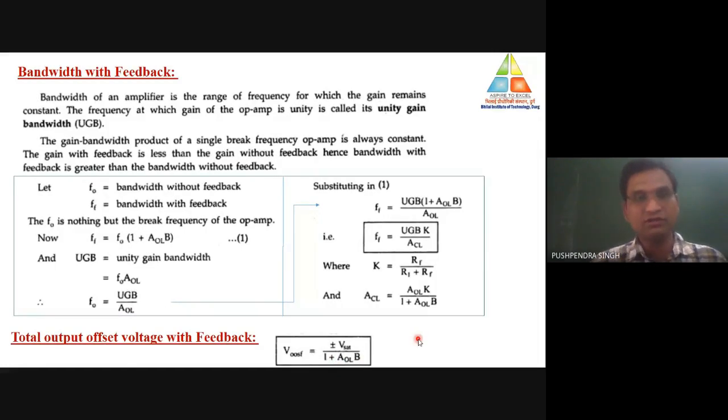So this is all about the different parameters in the closed loop configuration of the op-amp when we are discussing voltage shunt feedback.